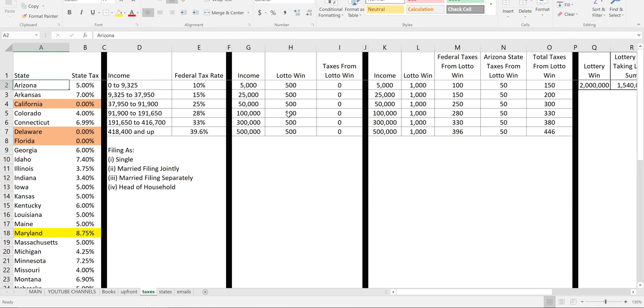So I did a video about this. I'll leave it in the descriptions. I'll link to it. But once you make over $418,400, regardless of what state you're in, anywhere in the United States, you pay 39.6% of that money. So you're at the highest tax bracket, everybody who makes over that dollar amount.